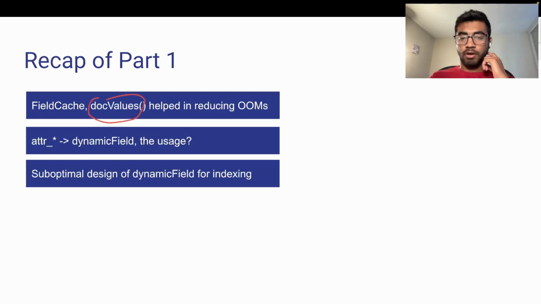The second part of the problem was the introduction of dynamic fields, or the suboptimal design of dynamic fields. As we discussed, dynamic fields are used in search because a lot of things can get introduced at runtime, and we don't want to add them at compile time to our design. For example, see this field, attributes underscore star.